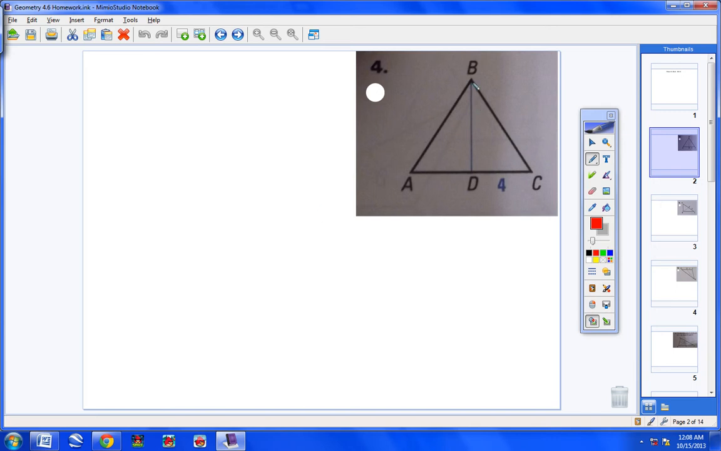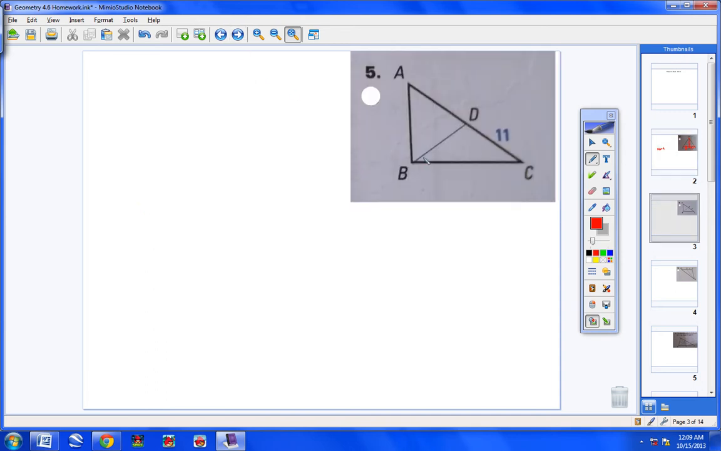Now remember, a median comes from the vertex, and it goes across, and it always cuts the opposite side in half. So if DC is 4, then AD right here must also be 4. So there's your answer. AD equals 4. Please don't forget that, students. A median goes across and cuts the opposite side in half.